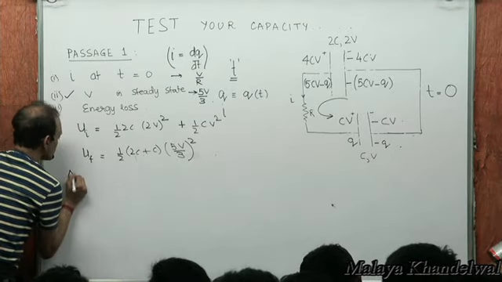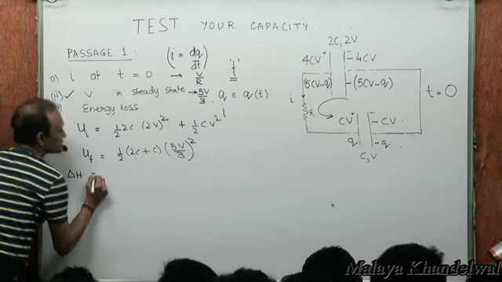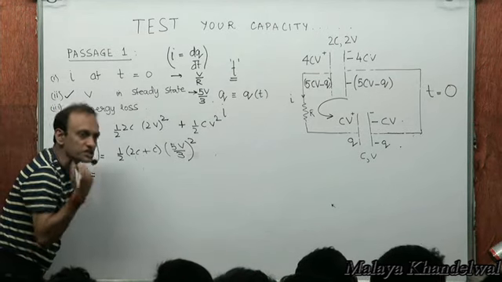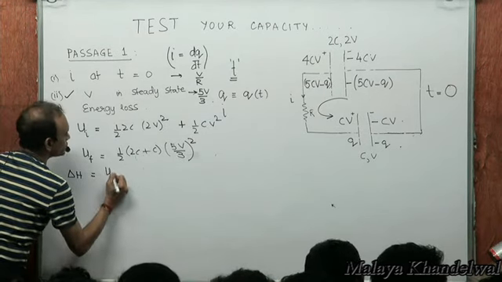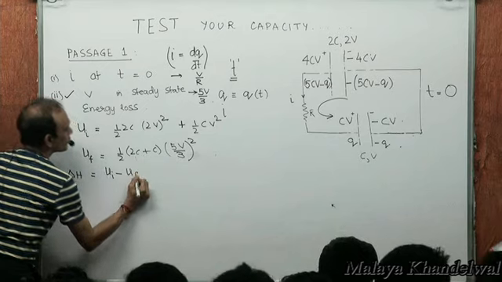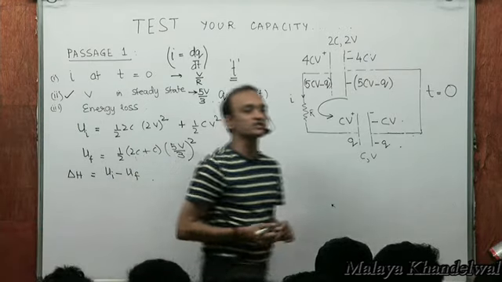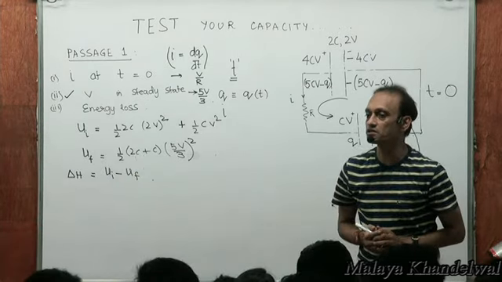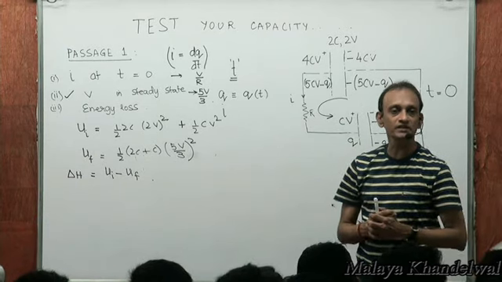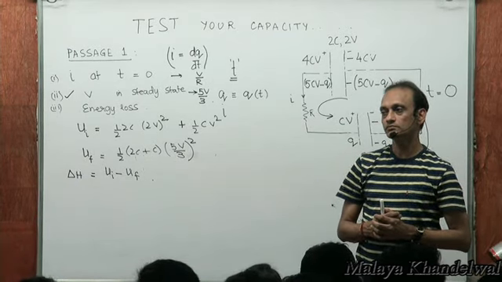The energy loss, which features as heat generated across the resistance, is going to be UI minus UF, loss of energy. Loss of potential energy would be the heat generated in the circuit. What does it turn out to be? Has anyone done the calculation? No.